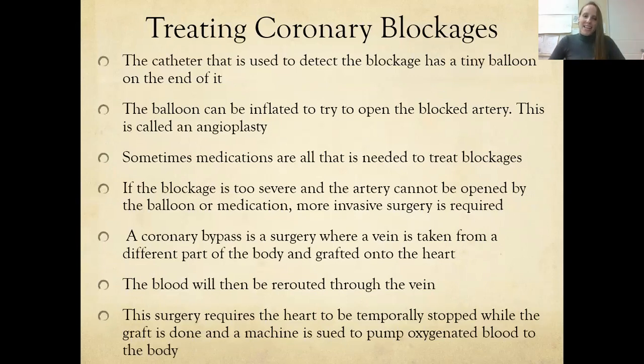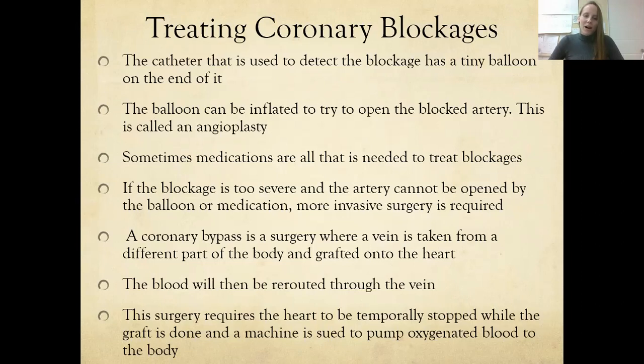In order to treat that coronary blockage, you can insert a little balloon into that catheter, and you put it right out the other end of the catheter. You then inflate the balloon to try and open up that blocked artery. That's called an angioplasty. Sometimes you can also use medications to try and break down the clot that has formed in there.